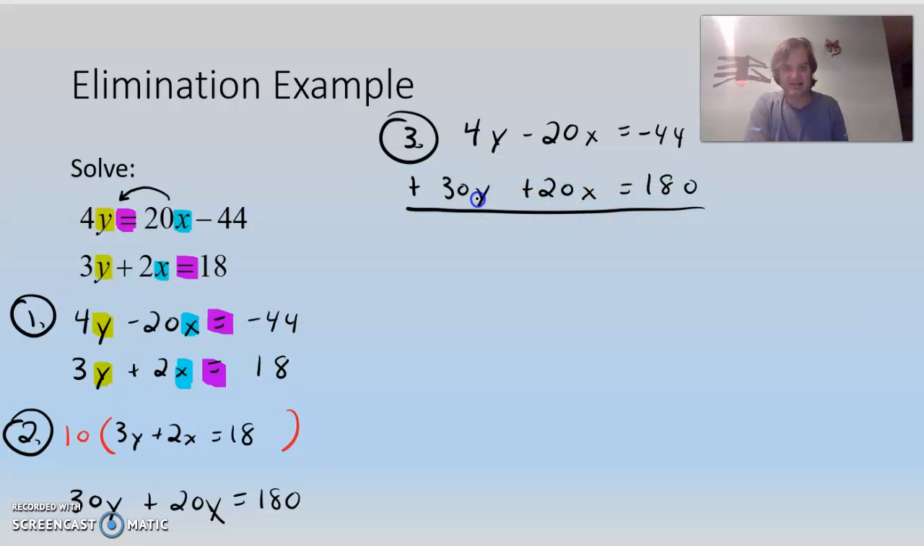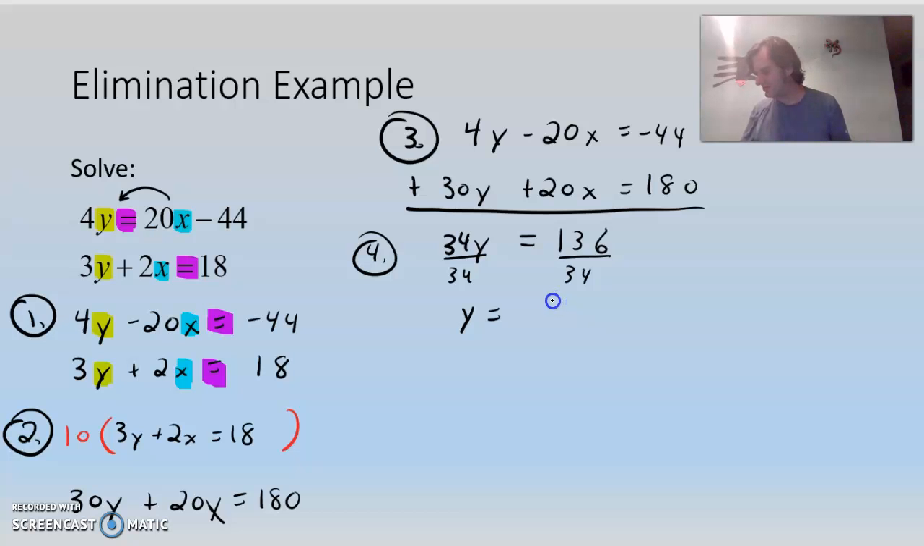We can see that the x's are going to cancel out, but we'll have 34y. I don't have a calculator right here, and I can probably do it in my head, but let's make sure we get it right. 180 minus 44 is 136. So 34y equals 136. We'll divide both sides by 34. So now we're actually solving here. So we'll have y equals, I'm pretty sure that's going to be 4. Yes, y equals 4. So I've got one number.